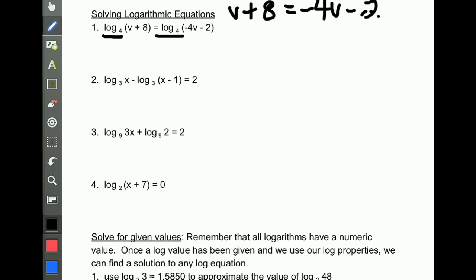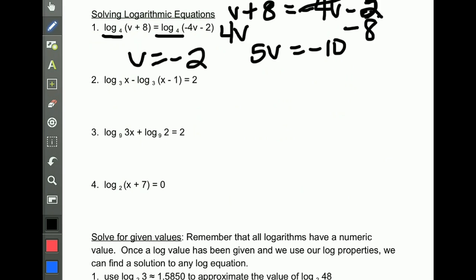Okay? So I'm going to add 4v over here, and I'm going to subtract 8 over here. So I'll get 5v equals negative 10, so my v equals negative 2.